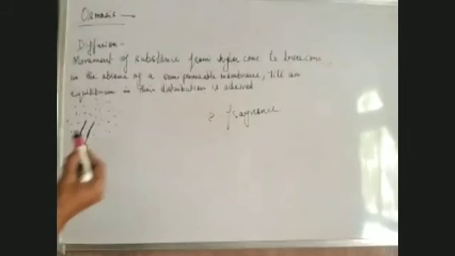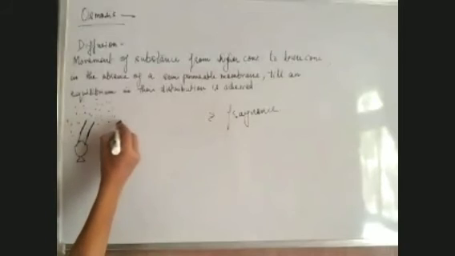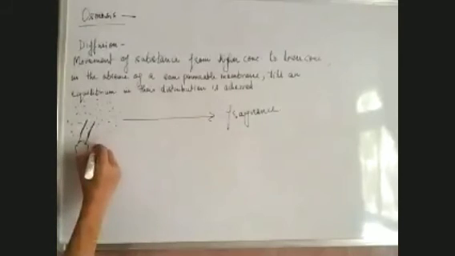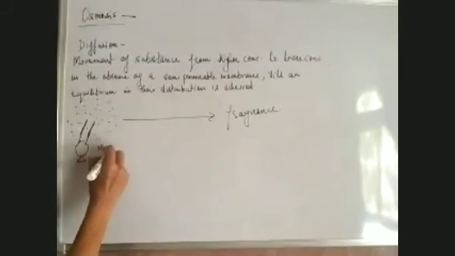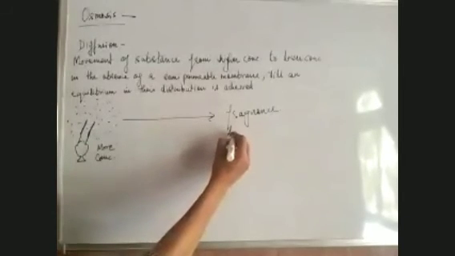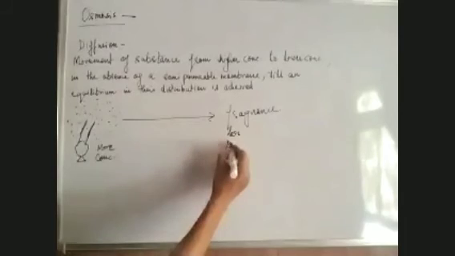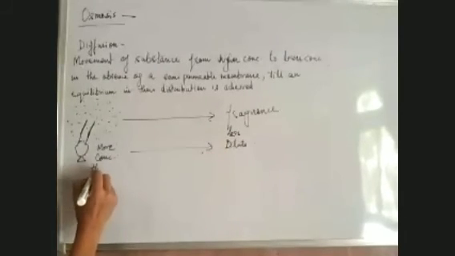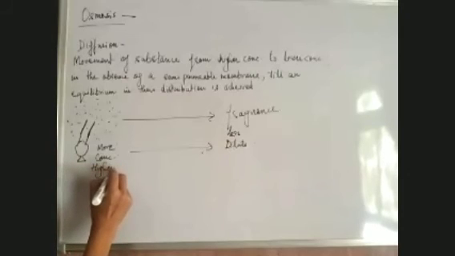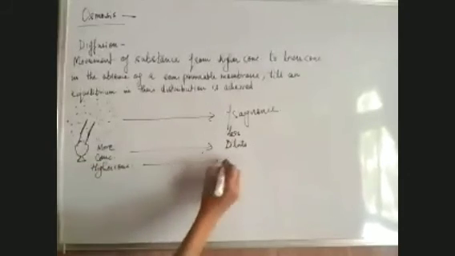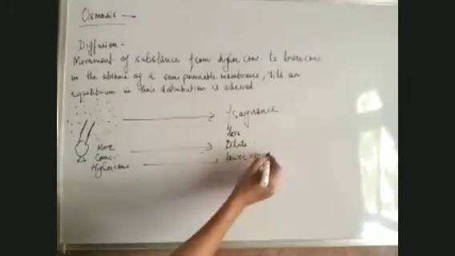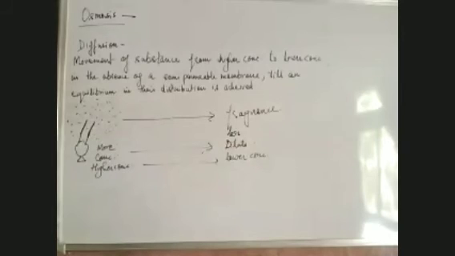These particles which are responsible for the fragrance start moving from here to a place where they are less in number. Here they are more in number. That means they are concentrated in this area, and here they are less in number. That means the substance is in dilute form in this area. So we can also say they move from higher concentration to lower concentration. This movement from the higher concentration to the lower concentration is known as diffusion.